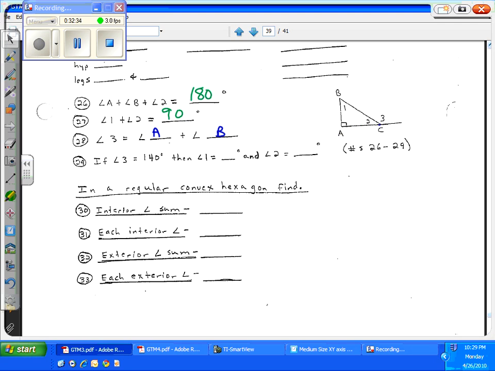If that is true, then if angle 3 is 140 degrees and angle A is a right angle, which we know to be 90 degrees, and angle 1 plus 90 is equal to the exterior angle 140, then we could solve that by subtracting and conclude that angle 1 is equal to 50 degrees.